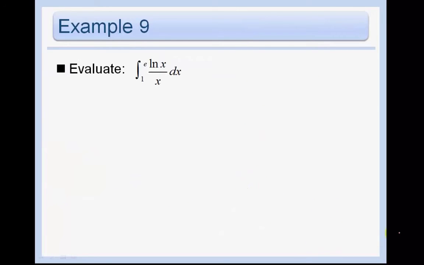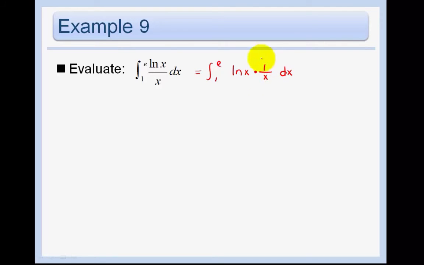Wow, there's a lot of examples in this lesson. I'm getting tired. Alright, let's try and evaluate this one. Well, we see that we could rewrite this as the integral from 1 to e of ln x times 1/x dx. So we have to think to ourselves, which one do we want to make the u? The ln x or the 1/x? You have to think which one's the derivative of the other.